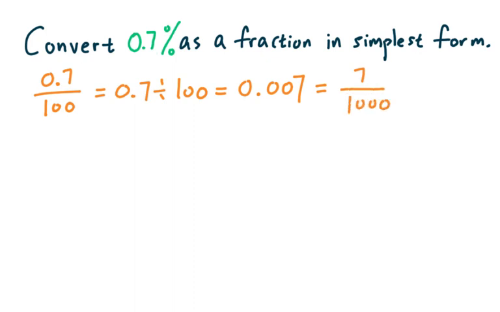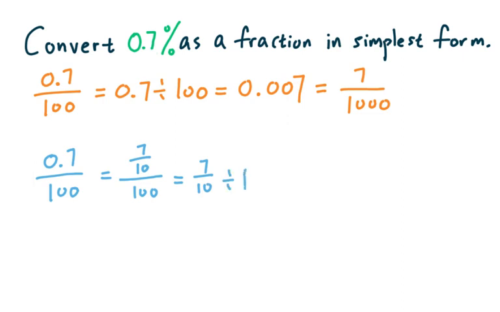The second method is, again, we want to first write it as 0.7 over 100. But this time, I would like to first convert 0.7 as a fraction. Since 7 is at the tenths place, I am going to rewrite this as 7 over 10 over 100, meaning it's 7 over 10 divided by 100. So then I can multiply 7 over 10 by the reciprocal of 100, which is 1 over 100. And I will still get the same answer, which is 7 over 1000.